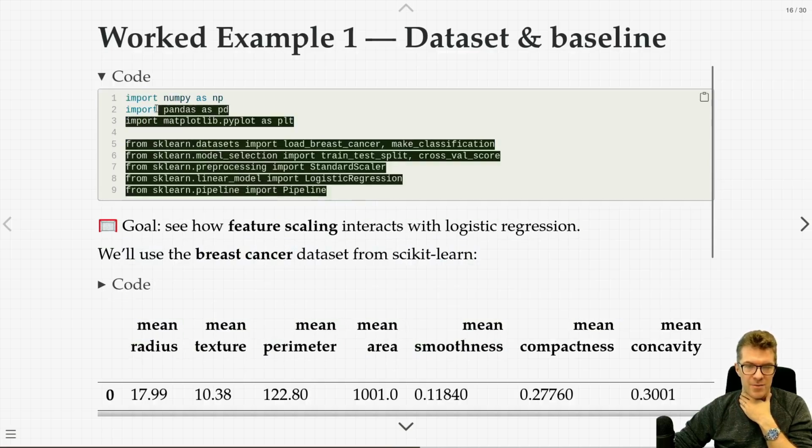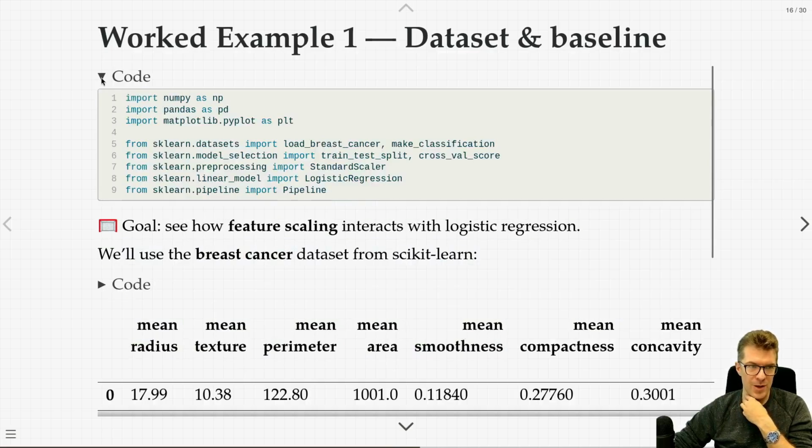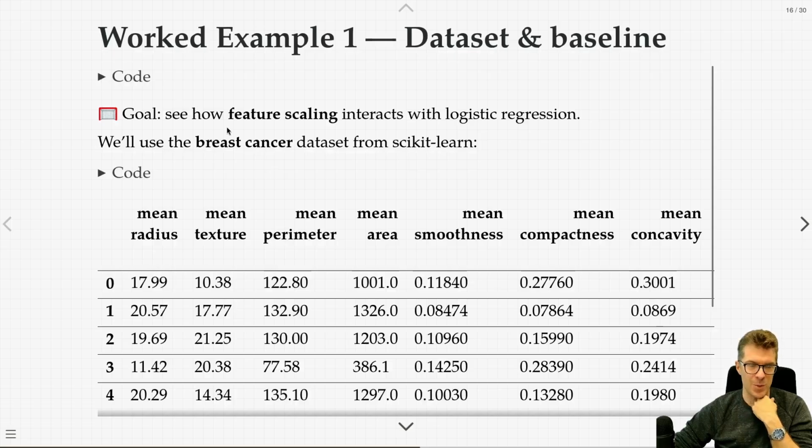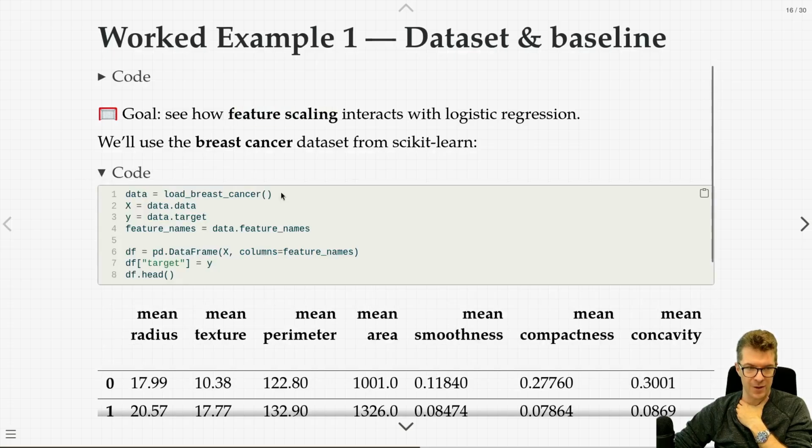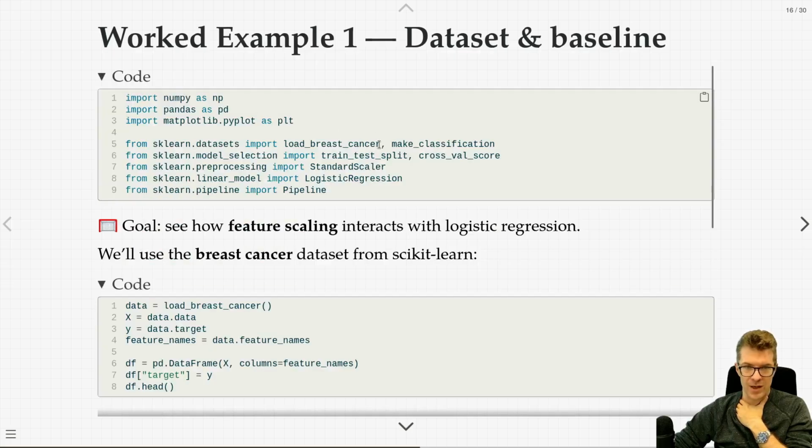We're going to need all of these libraries in our code, so we load them in this big Jupyter notebook. Our goal is to see how feature scaling interacts with logistic regression. So we're going to do good old-fashioned logistic regression again. We're going to do some feature scaling, and we're going to use an actual breast cancer data set from scikit-learn. We can get that from sklearn datasets, which has lots of nice smallish datasets for you to play around with. We import the load breast cancer dataset.